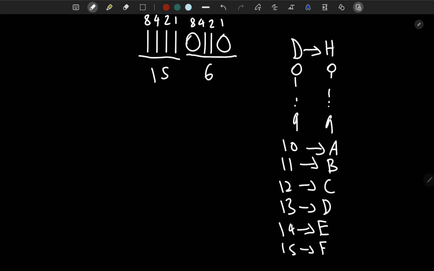And as hexadecimal is a base 16 number system, meaning there are 16 digits, a digit can have a value from 0 to 15. So here 15 is F and 6 is just 6. So the final answer would be F6. And you can also write base 16 next to your number, so F6 base 16.